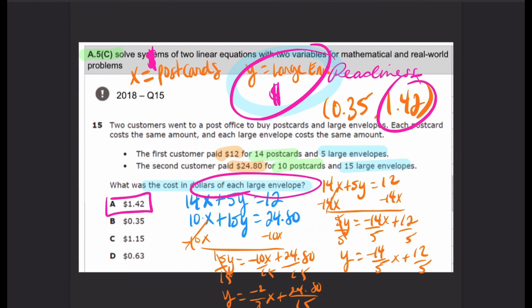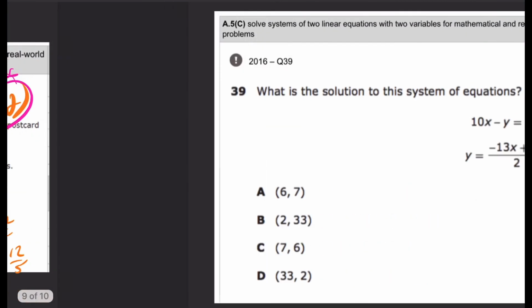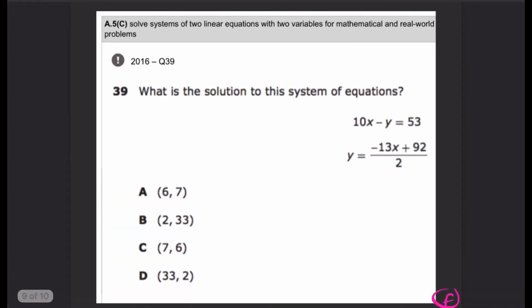Notice that if it was asking for the cost of the postcards, the answer would be B. No idea how they got C or D. Go ahead and try the final question.